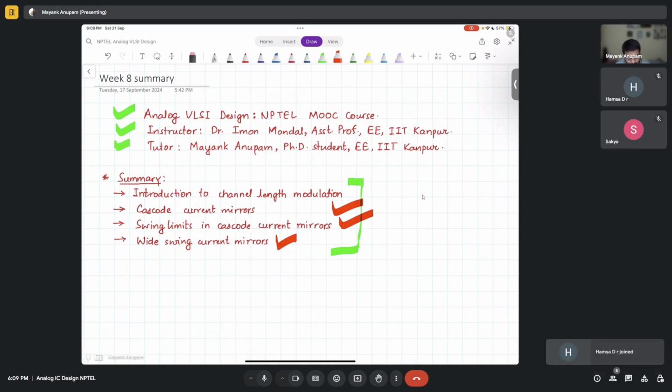In general, I have one question. See, if anybody asks, MOSFET is what type of a device?